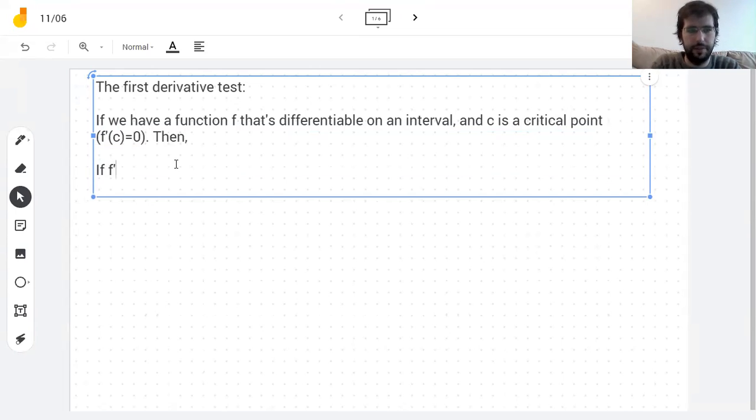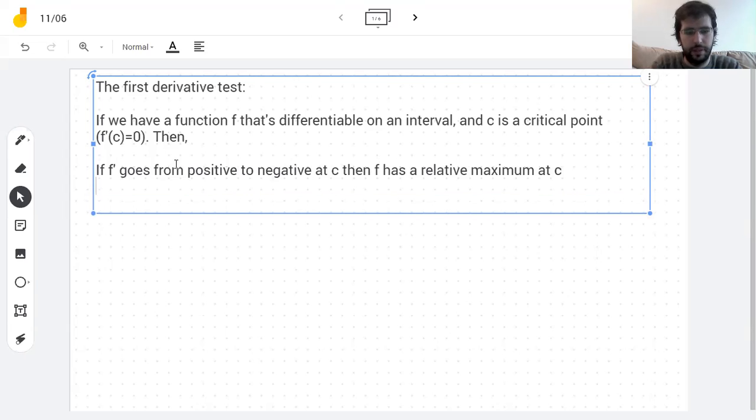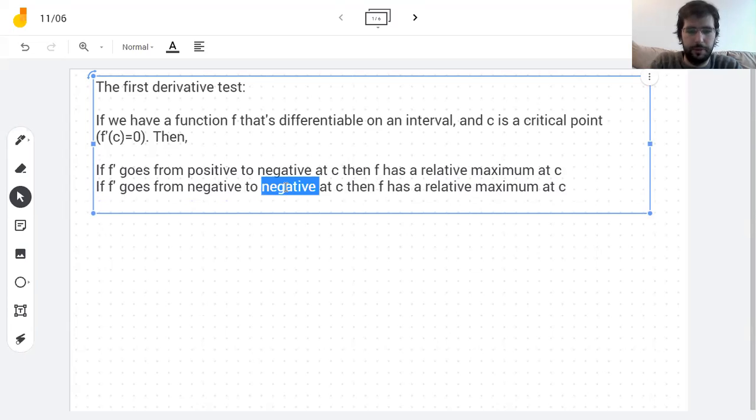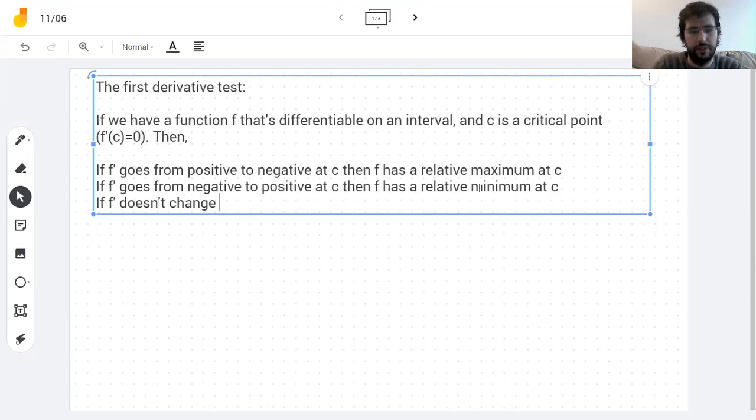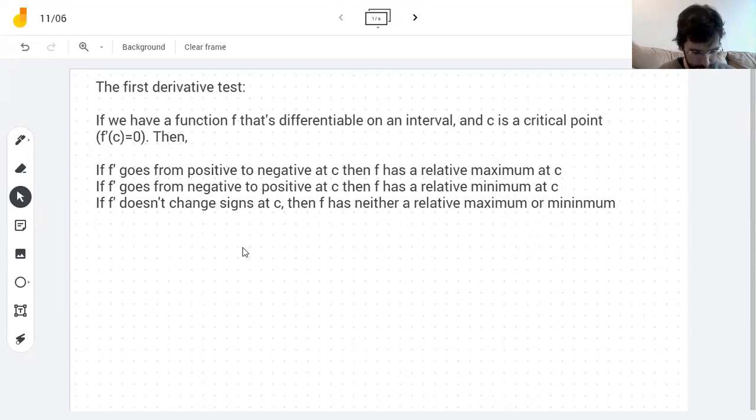Then what happens is that if f prime goes from positive to negative at C, this means that f goes from increasing to decreasing, which means that f has a relative maximum at C. Meanwhile, if the opposite happens, if f prime goes from negative to positive, then f is going to have a relative minimum because the function goes from decreasing to increasing. And I can draw a picture of that. And if f prime doesn't change signs at C, then f has neither a relative maximum or minimum. So that was the first derivative test that we saw yesterday.